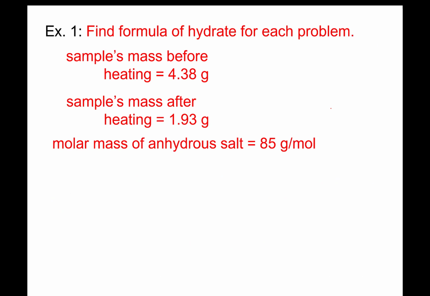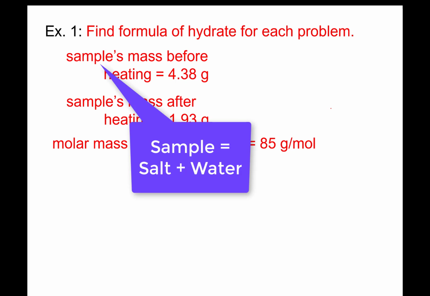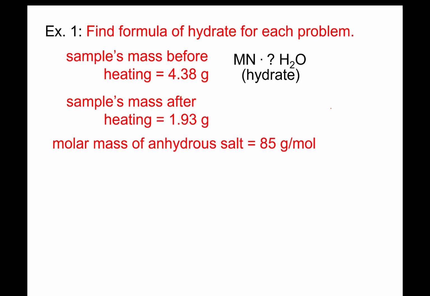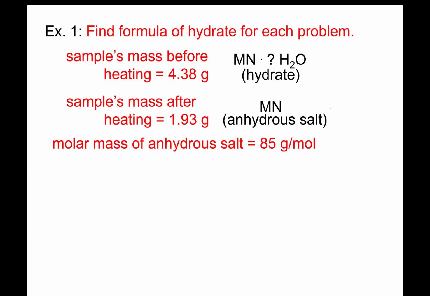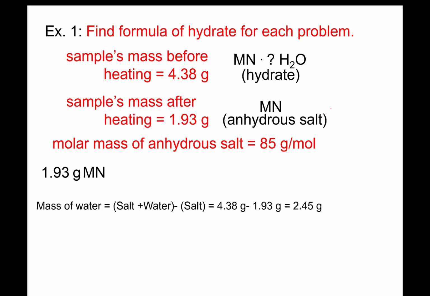Example 1, find the formula of the hydrate for each of the problems. So we've got the sample's mass before it gets heated. So that's the salt plus the water. That's our hydrate. Then after the heating, we have the anhydrous salt that's left over because when you heat, we know that the water evaporates. So all you're left with is the salt. So they're telling us the molar mass of the anhydrous salt is 85 grams per mole. So we've got 1.93 grams of our anhydrous salt.